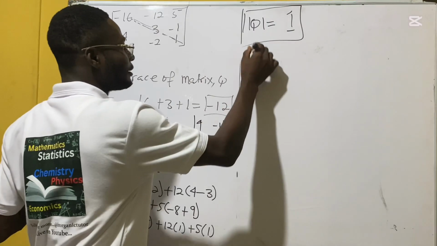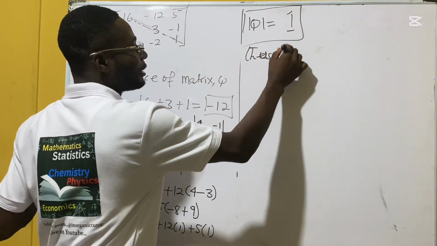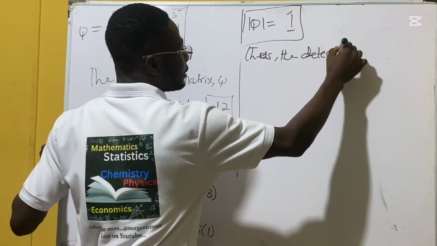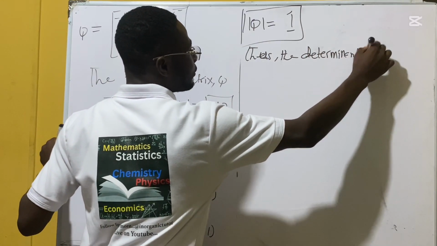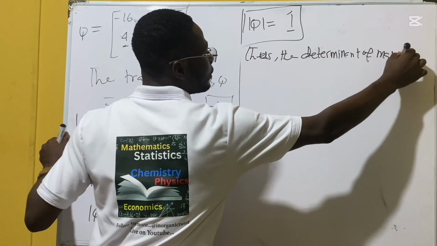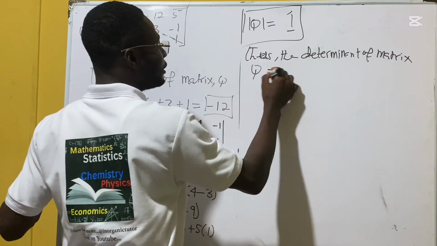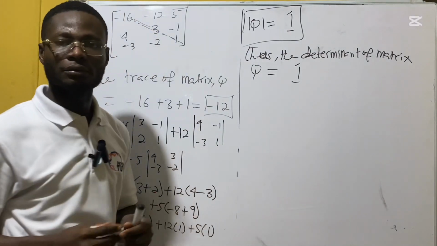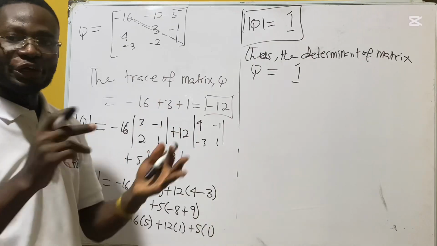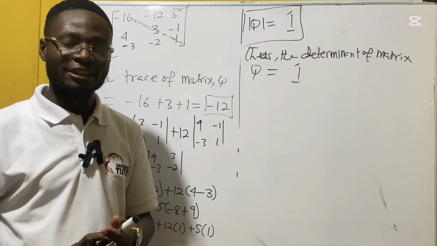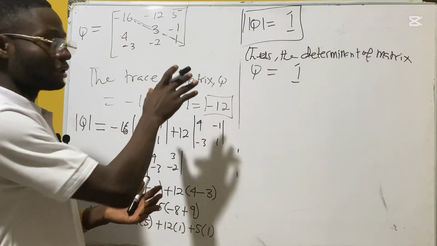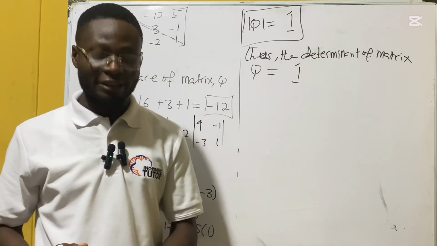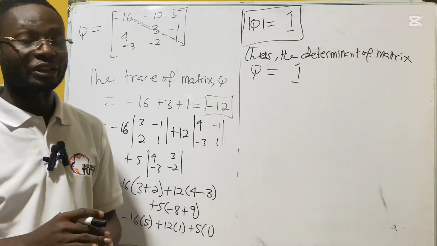So that's the determinant. The determinant of matrix Q is equal to +1. Great, so we've learned the trace and the determinant of this matrix. Now we want to find the characteristic polynomial of the matrix Q.